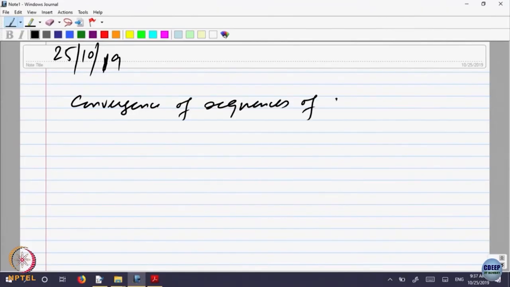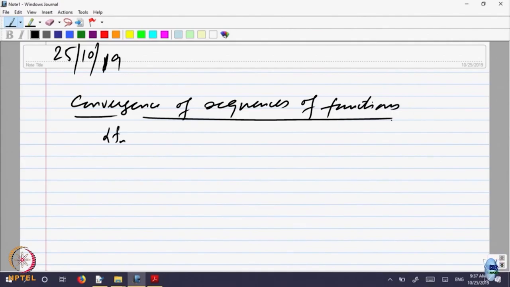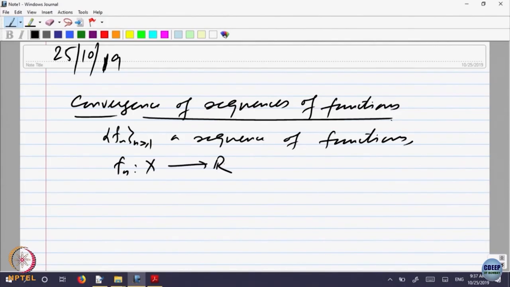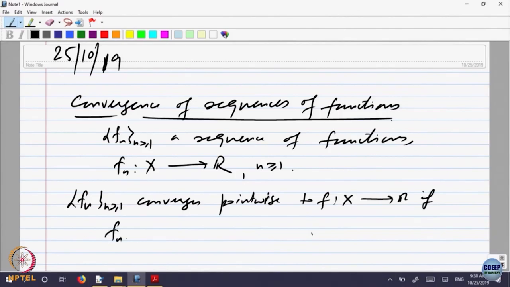Right, so let us start looking at pointwise convergence of sequences of functions. So let us take a sequence of functions fn, each fn defined on X to R. So we say that fn converges pointwise to a function f from X to R if fn(x) converges to f(x) for every x belonging to X.